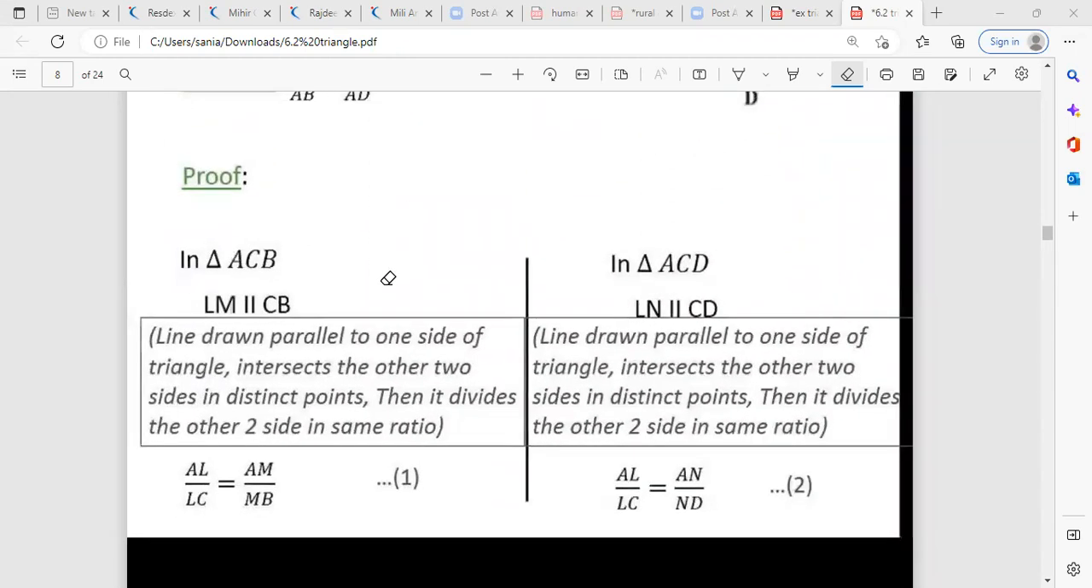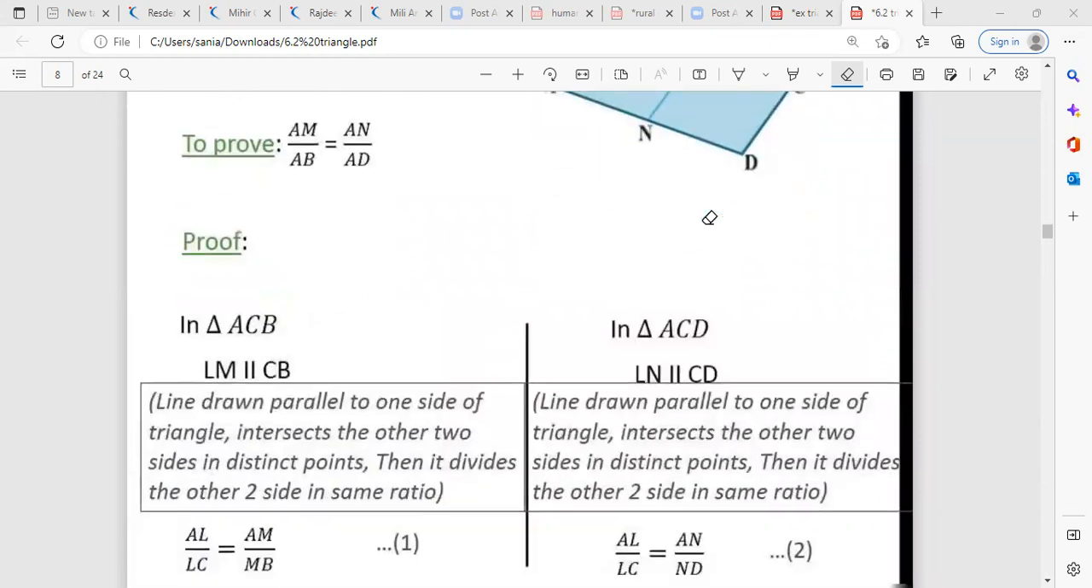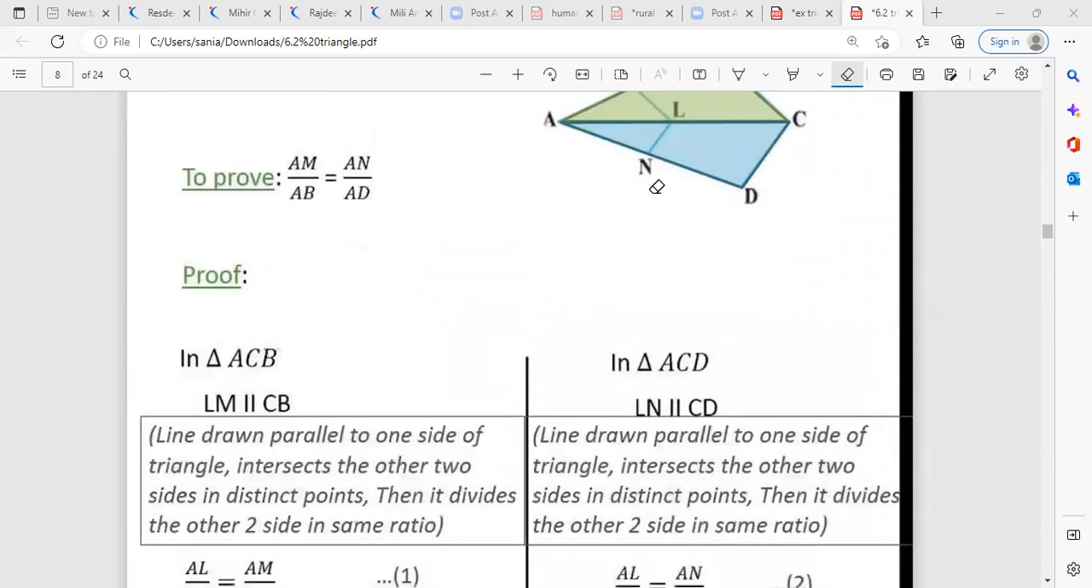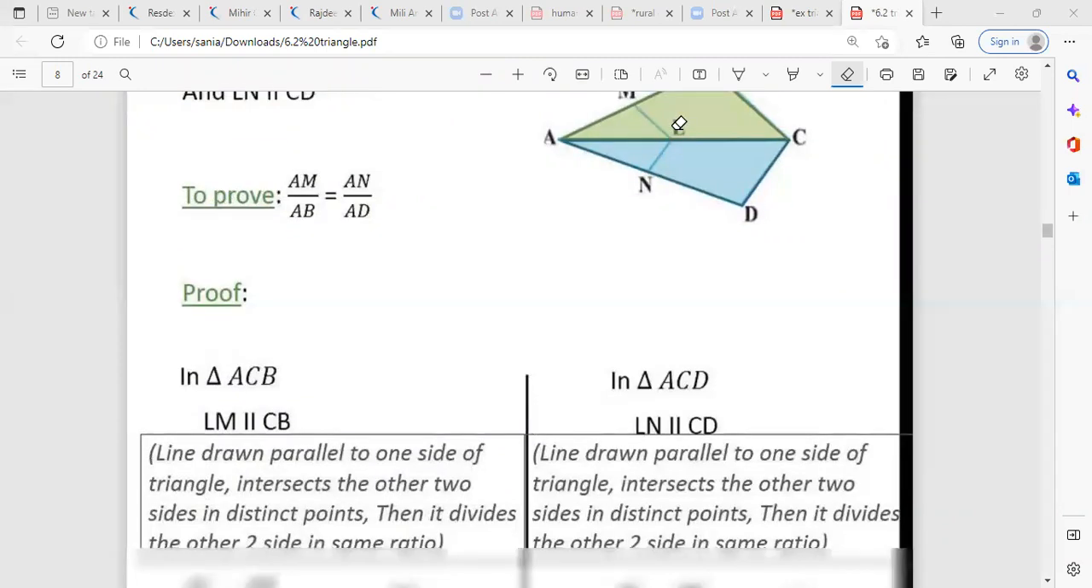So you have two triangles. One is your ABC and one is your ACD. So in this triangle, this LN is parallel to this. So that means AL divided by LC is equal to AM divided by MB, right?